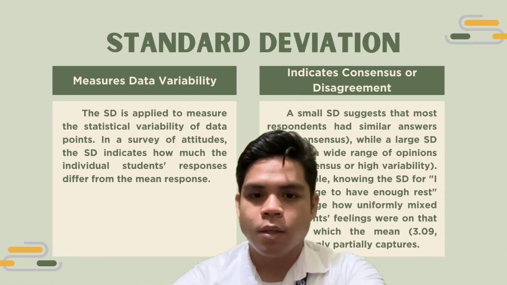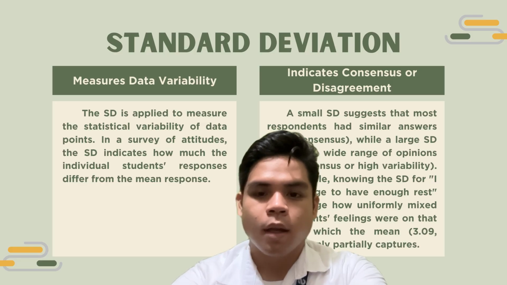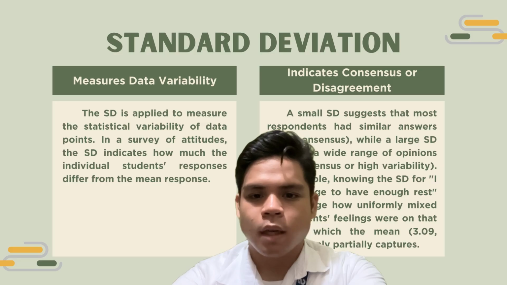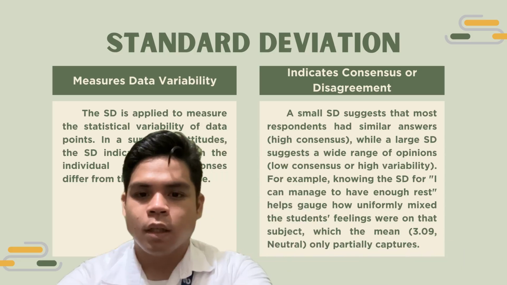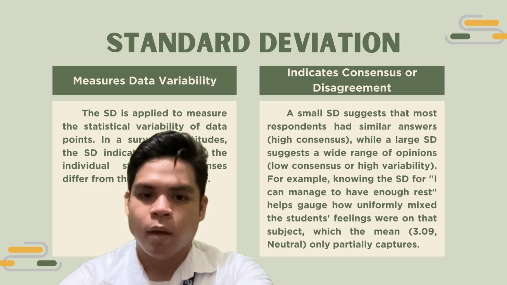And then for the standard deviation, we have two main reasons. It has a data variability, where the SD is applied to measure the statistical variability of data points. In a survey of attitudes, the SD indicates how much the individual students' responses differ from the mean response. And then the next for the standard deviation is that it indicates consensus or disagreement. A small SD suggests that most of the respondents had similar answers or high consensus, while a large SD suggests that a wide range of opinions or low consensus or high variability.